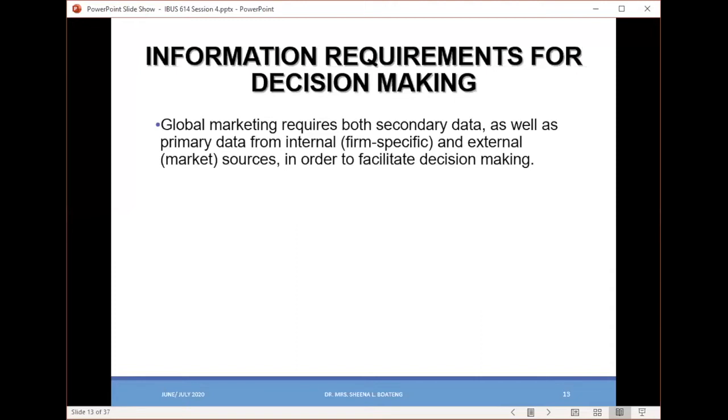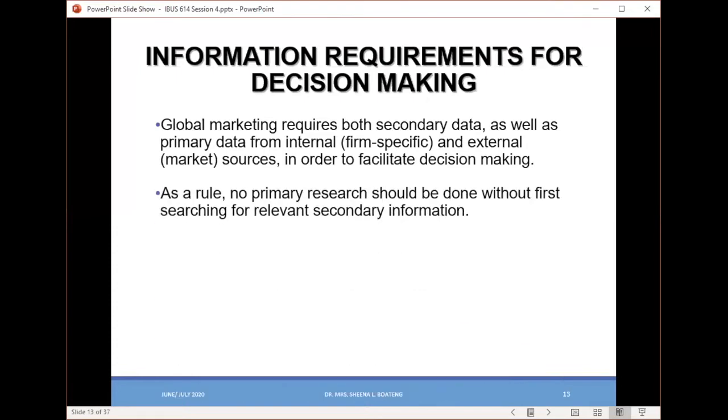Now, very soon we'll talk about the different types of data and how to come by them. Now, as a rule, no primary research should be done without first searching for relevant secondary information. I say it again: no primary research should be done without first searching for relevant secondary information. Can someone tell us why? Why shouldn't we go looking for primary information before we go for secondary information?